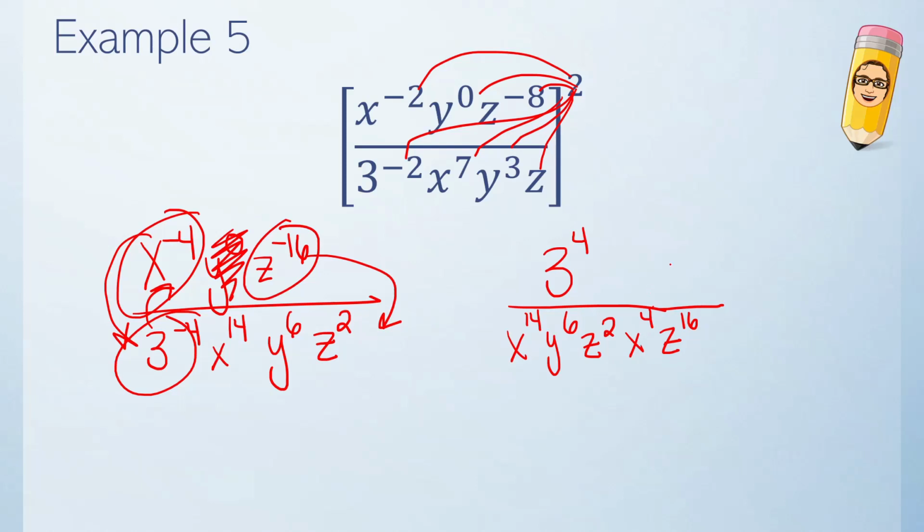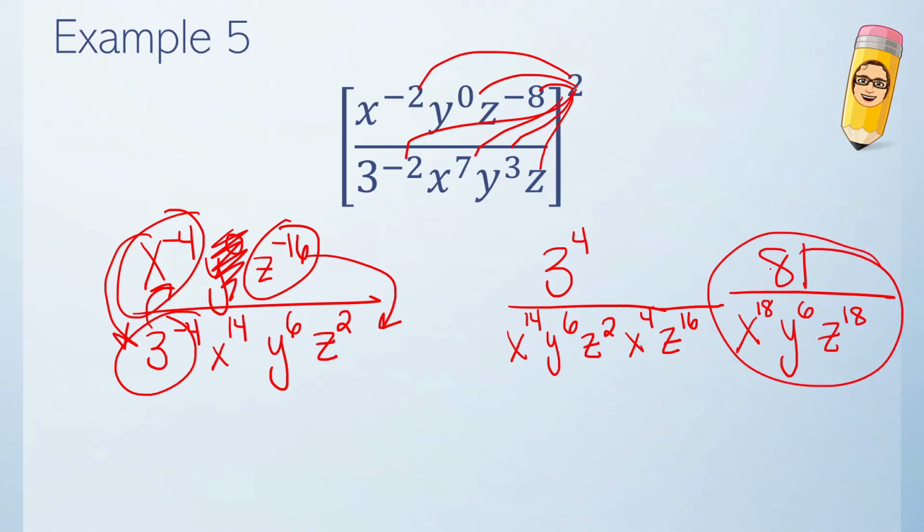So now, let's combine our like terms and simplify. 3 to the 4th is 81. I got to combine an x to the 14th and an x to the 4th. Since they're multiplied by one another, I'm going to add. So we're going to get x to the 18th. I don't have any doubles of the y base, so it's just going to be y to the 6th. But I do have 18 z's hanging out.